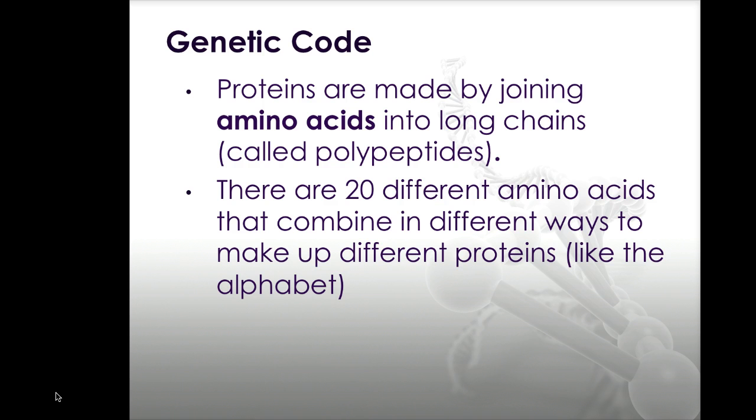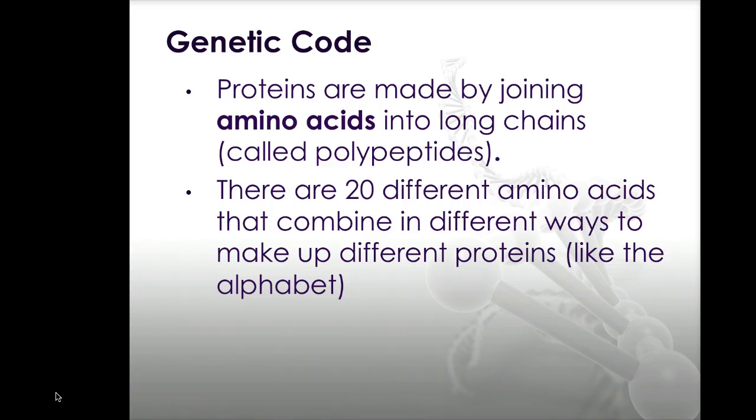In your body right now, because of the foods that you eat, you have 20 different amino acids floating around in the cell just waiting to be used. And those 20 amino acids, I know there's only 20 of them, but when you put them together in different ways, they can make hundreds and thousands and millions of different proteins. Okay, it's kind of cool that way.